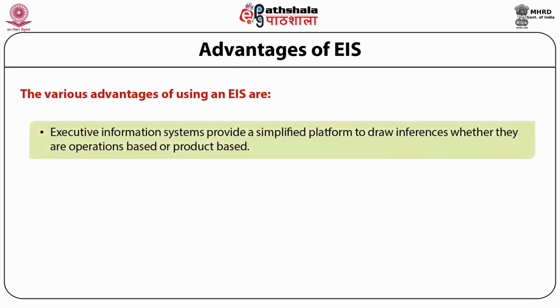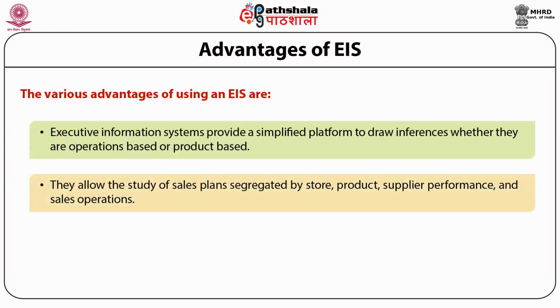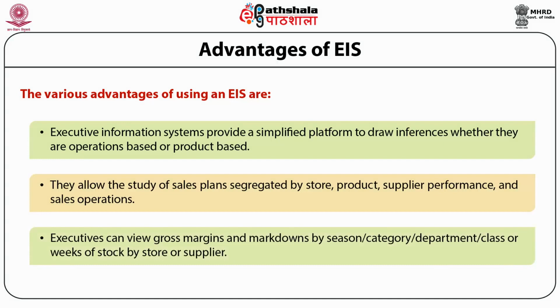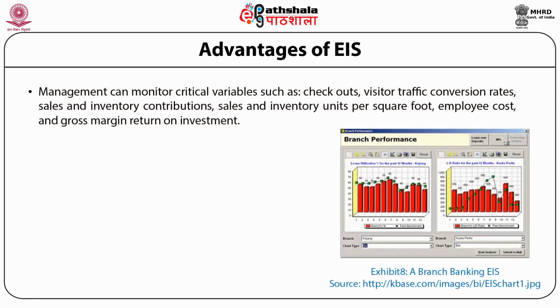The EIS provides a simplified platform to draw inferences, whether they are operation-based or product-based. They allow the study of sales plans segregated by store, by product, supplier performance, and sales operations. Executives can view gross margins and markdowns by season, category, department, class, and weeks of stock or store by supplier. Management can also monitor critical variables like the checkouts, the visitor traffic conversion rates, sales and inventory contributions, sales and inventory units per square foot, employee cost and gross margin, return on investment.